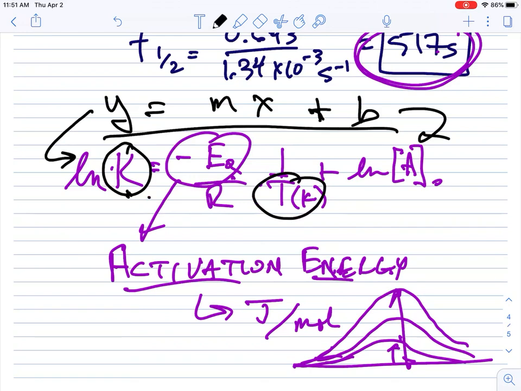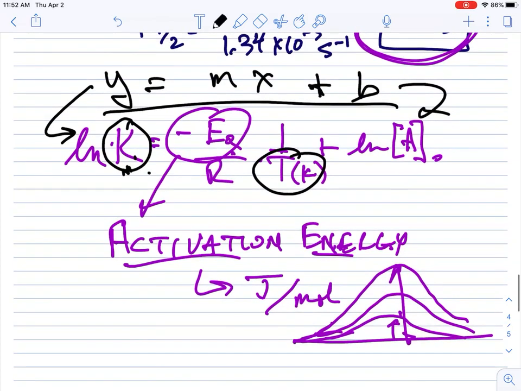And this is your temperature in Kelvin. So what you do, and you'll see this in a lab, is you run a reaction at different temperatures and figure out what the K is at a certain temperature, then you run it at a higher or lower temperature, and then you go from there. So here's what's going to be important.